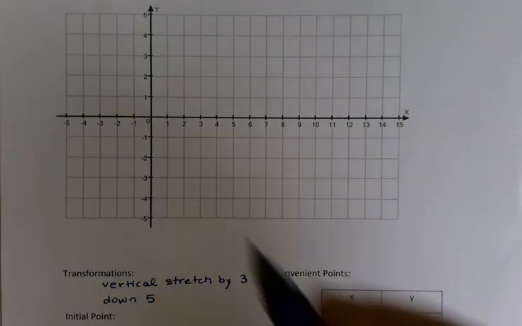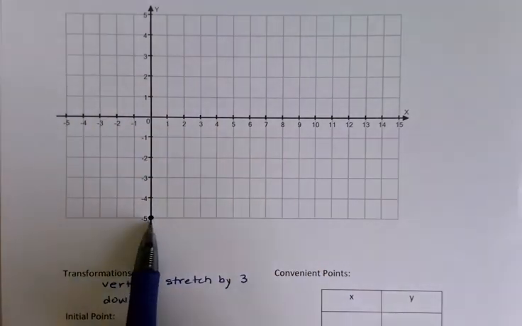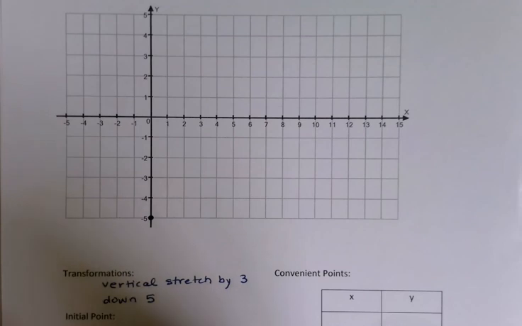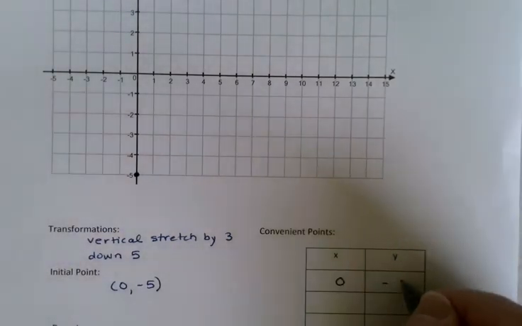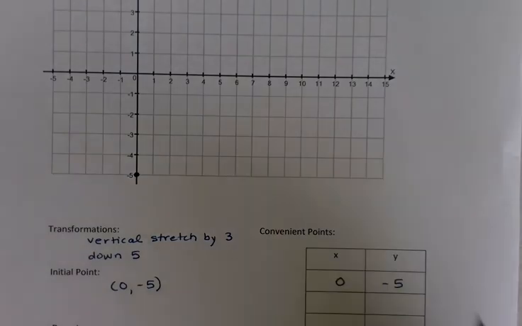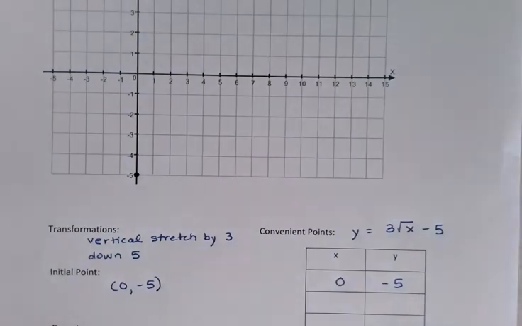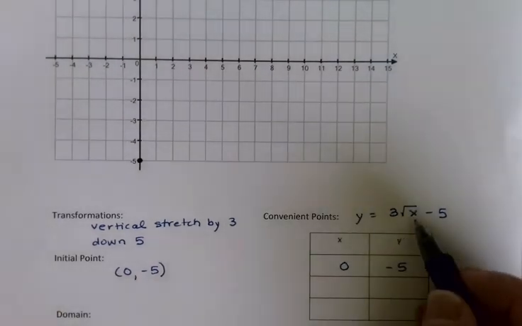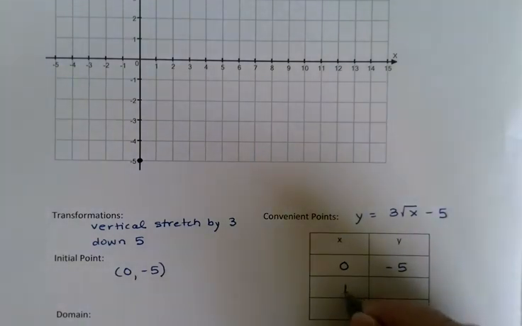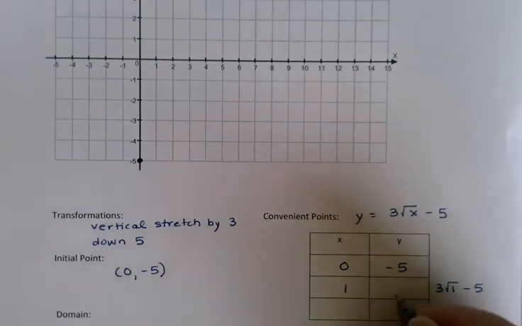All right, the down 5, starting from 0, 0 again, and just going down 5, is going to move the initial point right here to 0, negative 5. And I'll start with that as my first convenient point, the initial point. Then remembering that y is 3 times the square root of x minus 5, I'd like to come up with 2 more convenient points that I can use. And all I have to be able to do is plug them in here. So I'm going to go ahead and use 1. 3 times 1 is 3. 3 minus 5 would be negative 2.